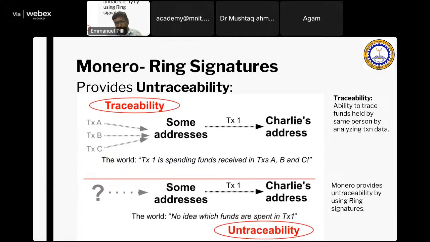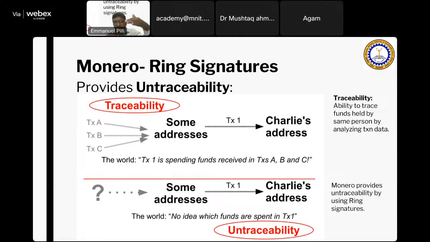One is traceability. Traceability is where you can see that transaction A, transaction B, transaction C go to some addresses. These addresses go to Charlie's addresses. So they know the relationship between Charlie and A, B, C. Transactions A, B, C are coming from 3 different sources. They're coming to some addresses, and from those addresses coming to Charlie. So it's able to go back like that. What happens is transaction A, transaction B, transaction C come with some intention, and they say it's coming to the same address.